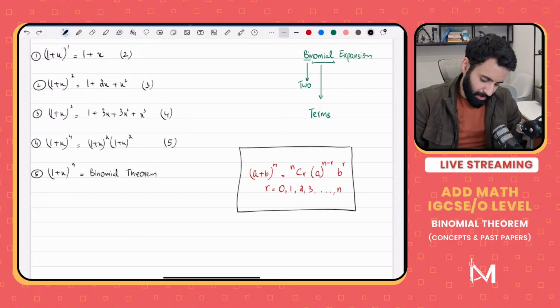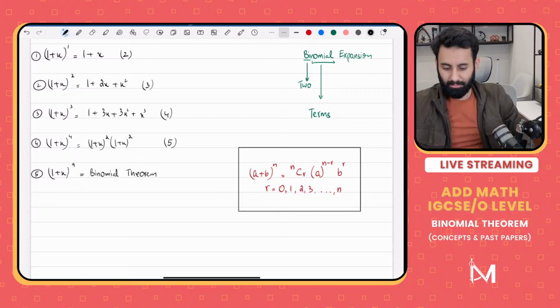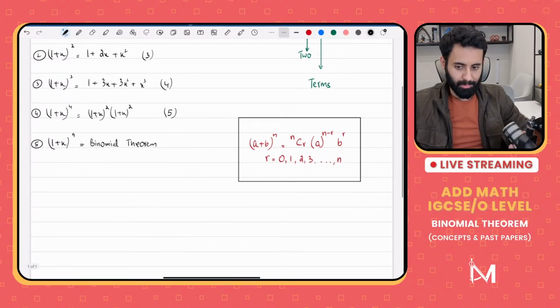You will be given this formula, but as I always say, if you have to look at the formula, that means you haven't done enough practice.